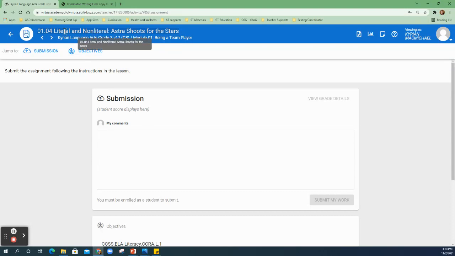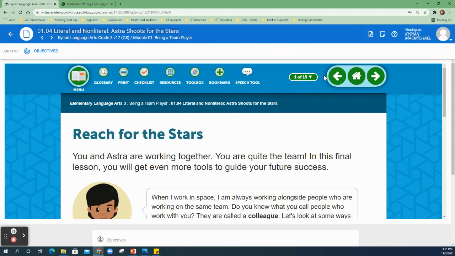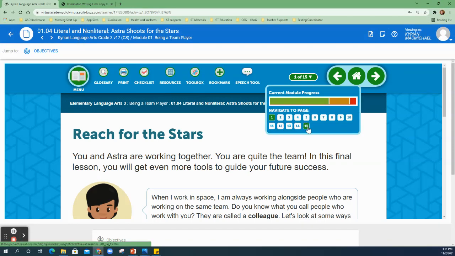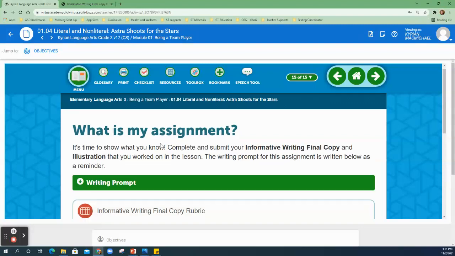So it says literal and non literal shoots for the stars. But I'm a bit confused as to what I'm actually supposed to do. So this is the assignment. I'm going to go back to the previous activity, which is the lesson 1.4. I know on the very last page of these lessons, it tells me what my assignment is.